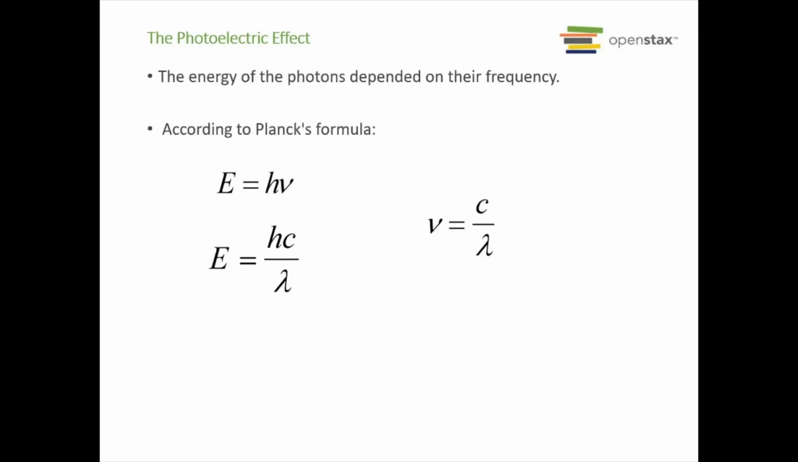So the energy of a photon, so a photon is like a little packet of light. The energy depends on the frequency. So starting with Planck's formula, E equals h nu, and we know that c equals lambda nu. So then if we substitute nu equals c over lambda, substitute that in for nu here, we get that E equals hc over lambda.